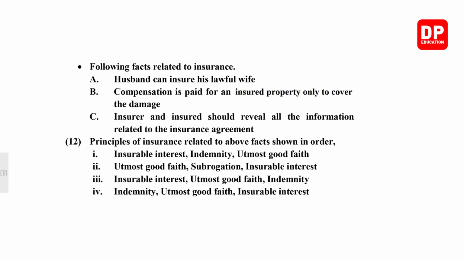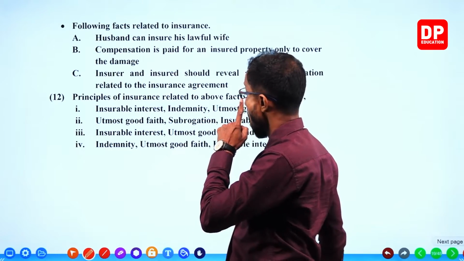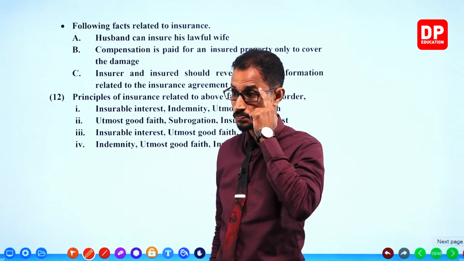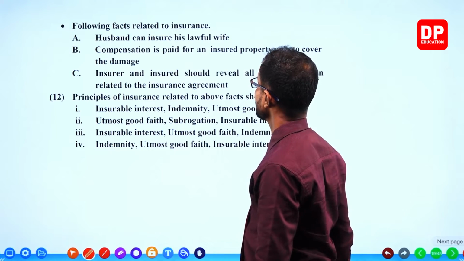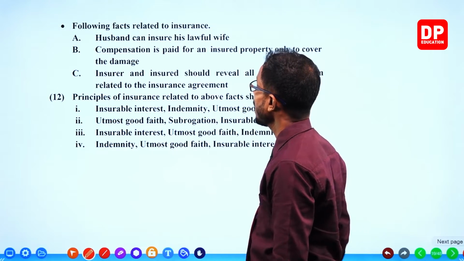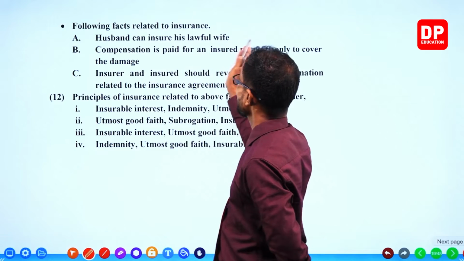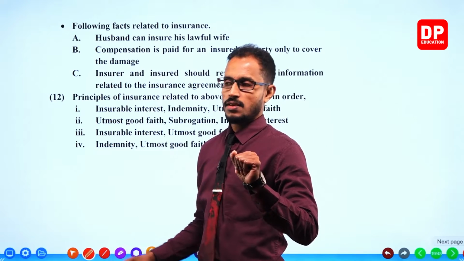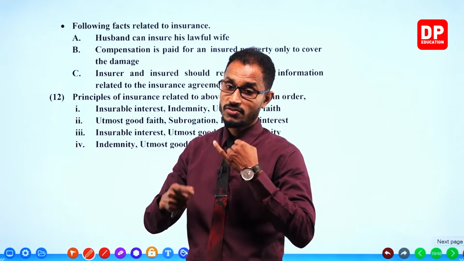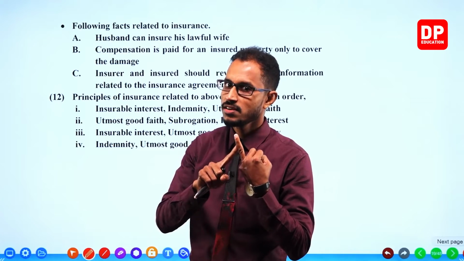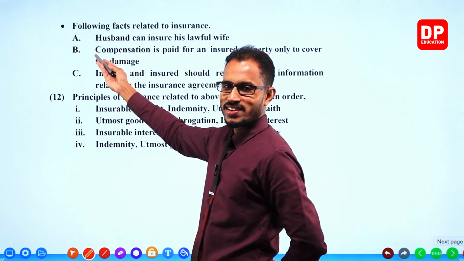Next, 12th. Following facts related to insurance. Husband can insure his lawful wife. Oh yeah, that's true. Husband can take an insurance for the lawful wife, not the other wife, lawful wife. That is true. It's a good one. Lawful wife.